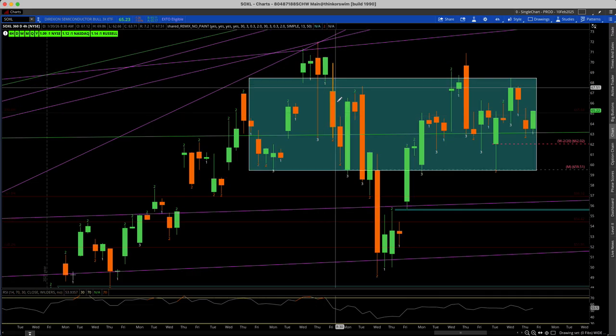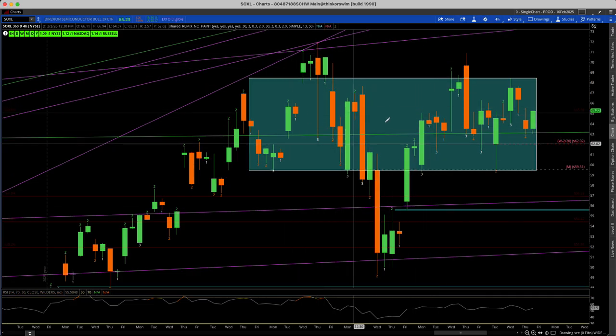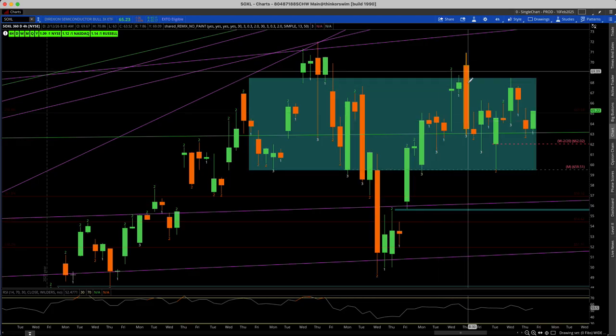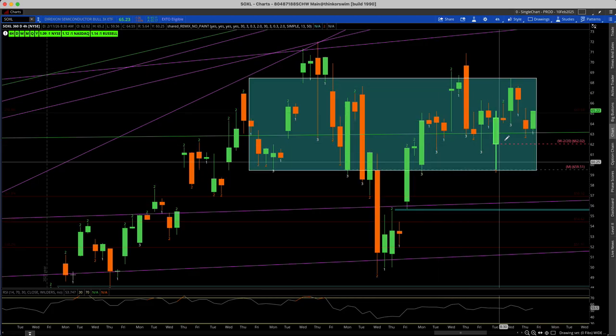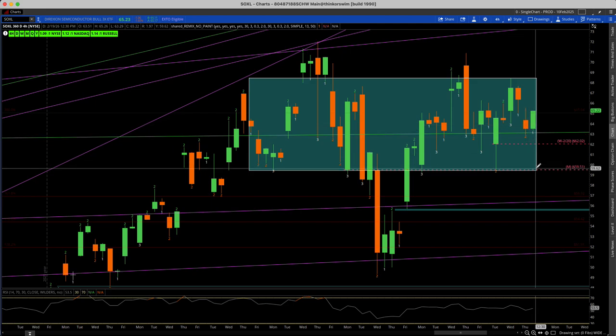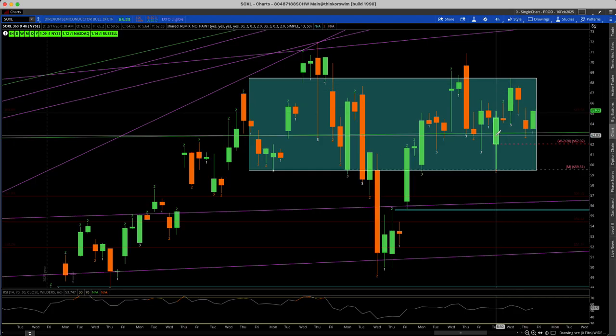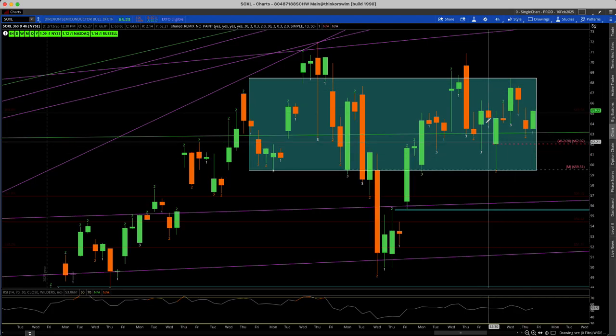Here's your little look above, failed back below. Here's your look below, came back above, right? Slight look above and fail, came back down to the bottom of the range, bounced back up to the top of the range, coming back down. We could still continue this on down to the bottom of this range, making this a lower high, coming from a soft lower low.